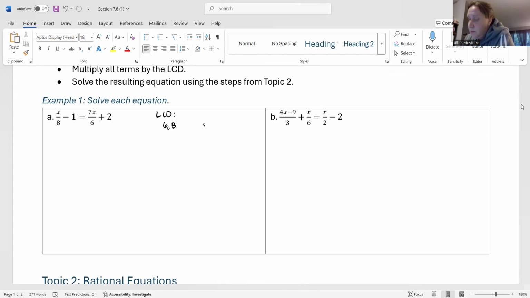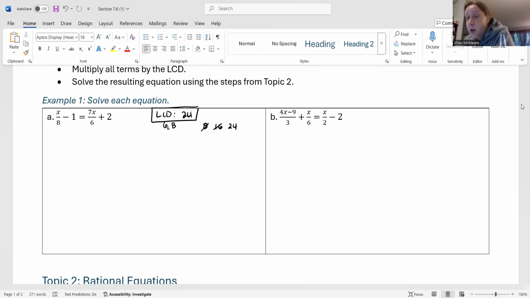We then start looking at multiples of that number. So 8 times 1 is 8. That didn't work. 8 times 2 is 16. Does 6 divide into 16 evenly? No, it does not. So we look at the next multiple of 8, which would be 24. Does 6 divide into 24? Yeah. Does 8 divide into 24? Of course. So we would say the LCD is 24.